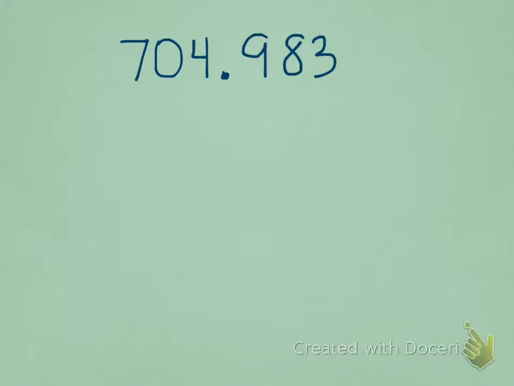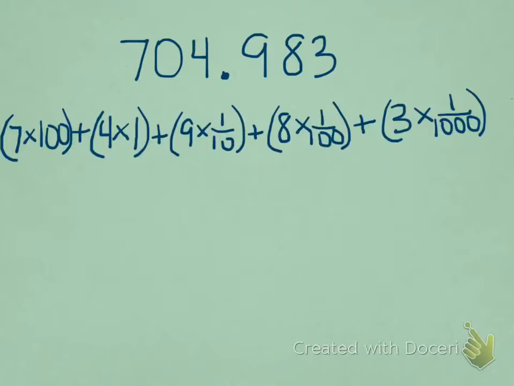Okay, now we're going to give you a chance to try one on your own. Let's say you have 704 and 983 thousandths. Before you watch how I write this out in expanded form, why don't you give it a try on your own first? Once you have a pencil and paper ready, you can pause the video while you write out the decimal in expanded form. Then press play once you are done and see how you did by comparing your answer to ours. Let's give it a try. Good job. Now let's go over it together and see how you did.